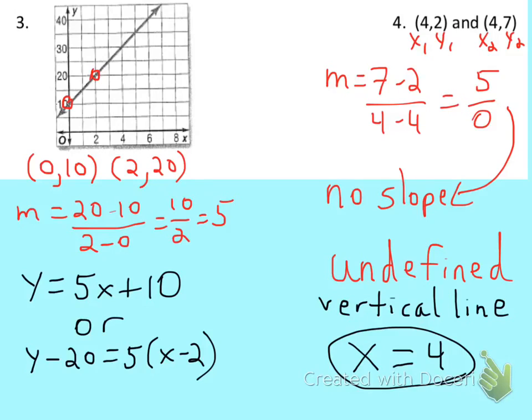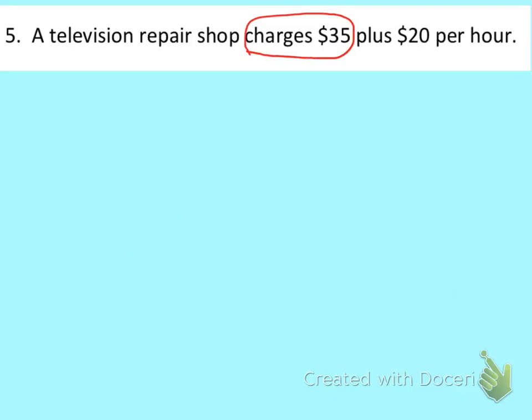So that's a trick for remembering how to write the equation of a vertical line. It only crosses the x-axis, so it's just going to be x equals something. A horizontal line only crosses the y-axis, so it's going to be y equals something.